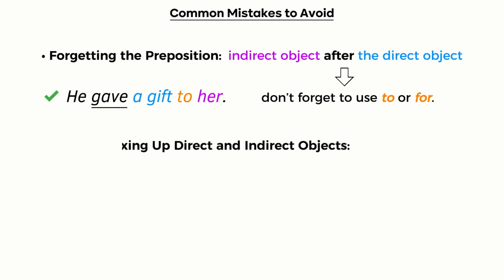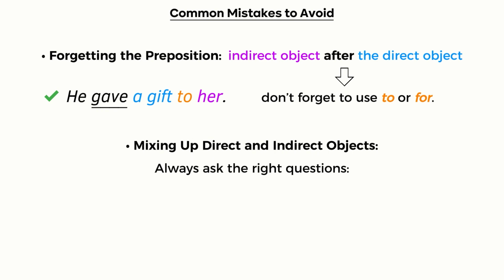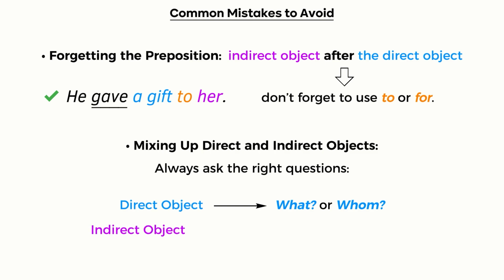2. Mixing up direct and indirect objects. Always ask the right questions. Direct object, what or whom? Indirect object, to whom or for whom?